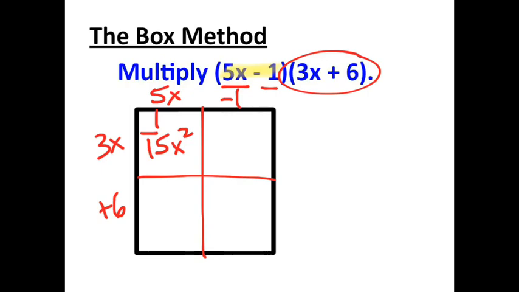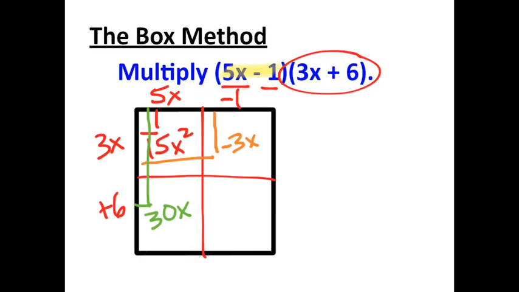Then we're going to cross multiply the negative 1 times the 3x. Negative 1 times 3 is a negative 3, and then you got the x, and it's the only x, so that becomes a negative 3x. Then we're going to multiply the 5x times the 6. 5 times 6 is a 30, positive times positive is positive. You only got the 1x up there, so it's just going to be an x there.